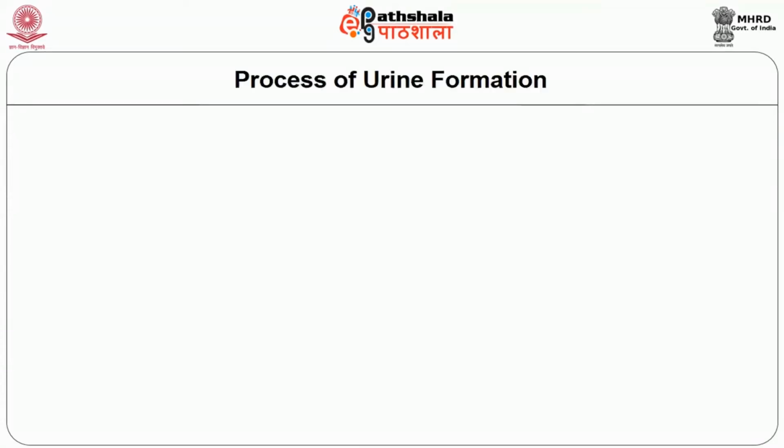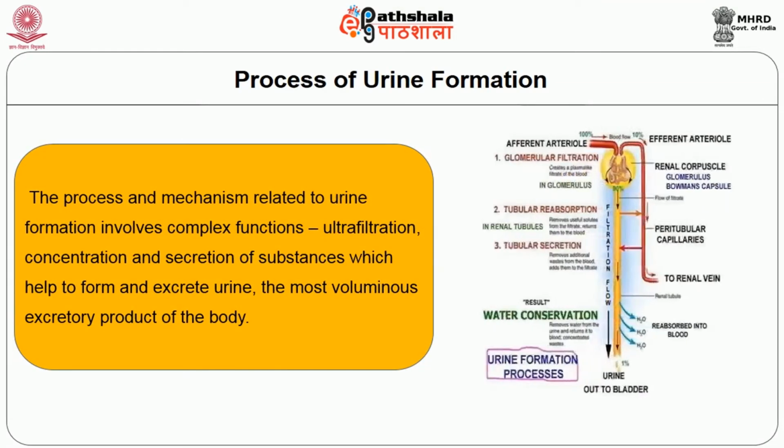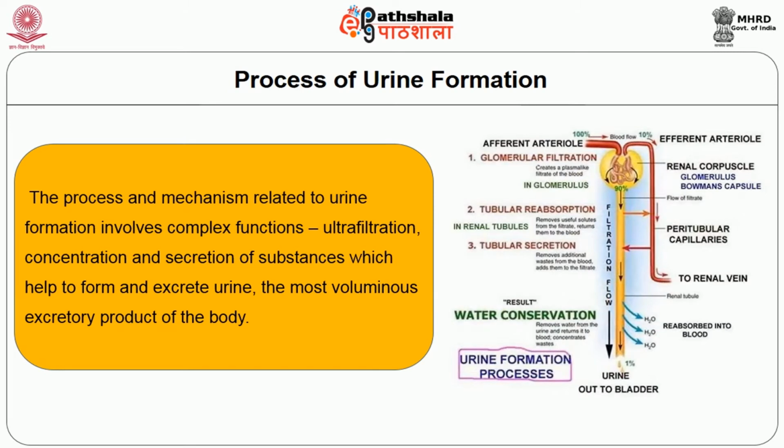Now, let us move on to the process of urine formation. The process and mechanism related to urine formation involves complex functions, namely ultrafiltration, concentration, and secretion of substances which help to form and excrete urine, the most voluminous excretory product of the body. About 1 to 1.5 liters of urine is formed each day.